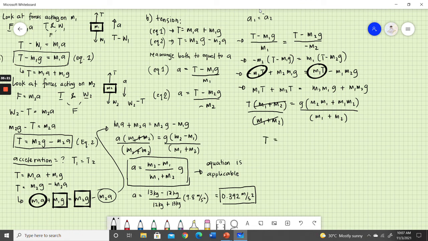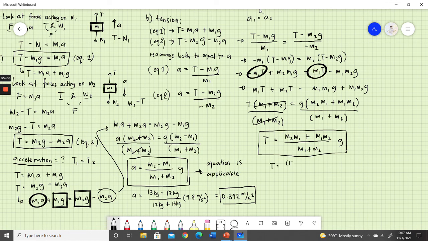And similarly with acceleration, you can use this on any problem relating to an Atwood problem similar to our problem. So that will give you M2 M1 plus M1 M2 divided by M1 plus M2, times g. So you have our equation for tension. Now we can solve for the tension in the problem.